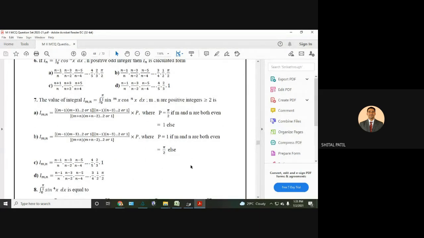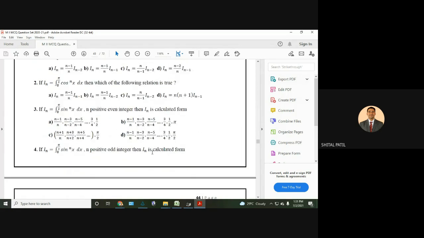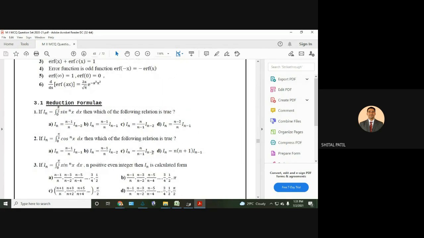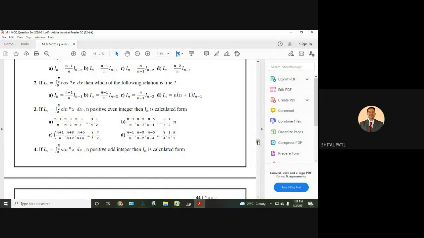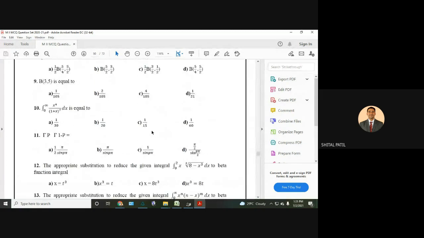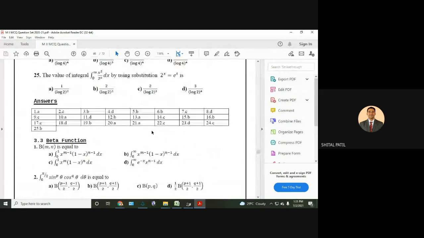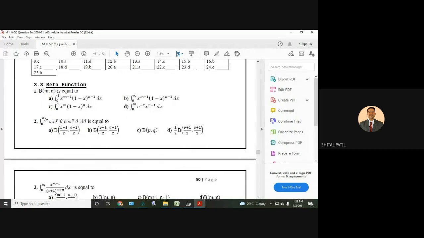Question number 7. The value of integral I m n, or integration from 0 to pi by 2 sin raised to m theta cos raised to n theta d theta is, yes, what is the value of this term? That is formula number 4 that already we have written in the reduction formulas. So these are examples of reduction formulas. We decided to solve beta examples. Sorry, I forgot that. Let me start from here.